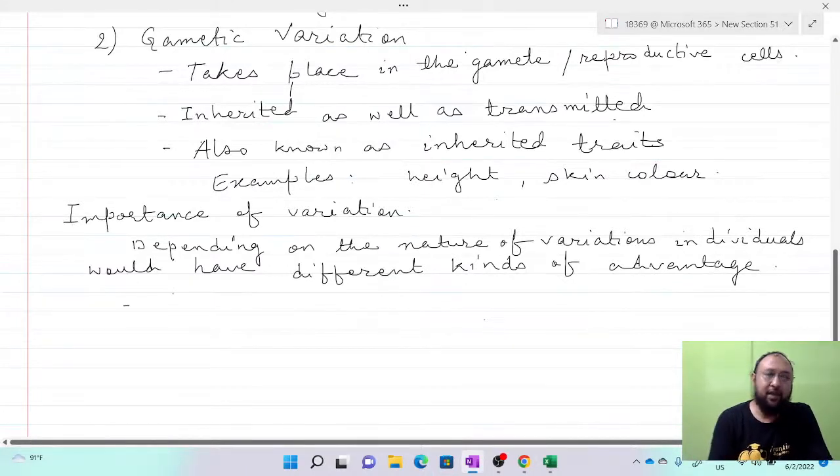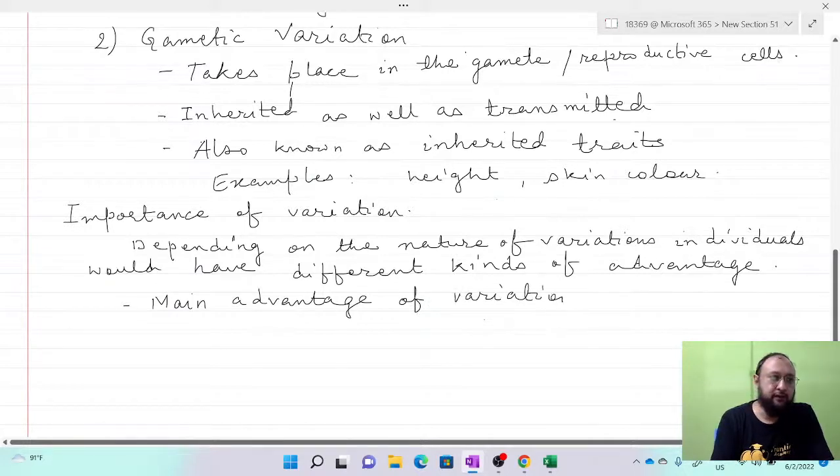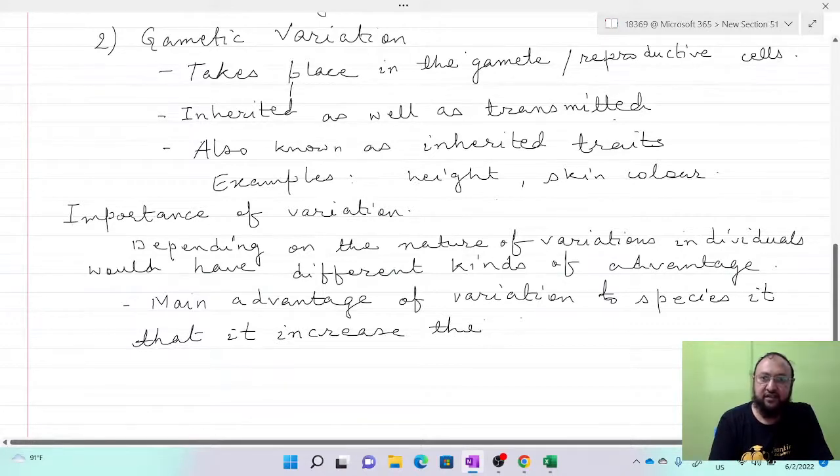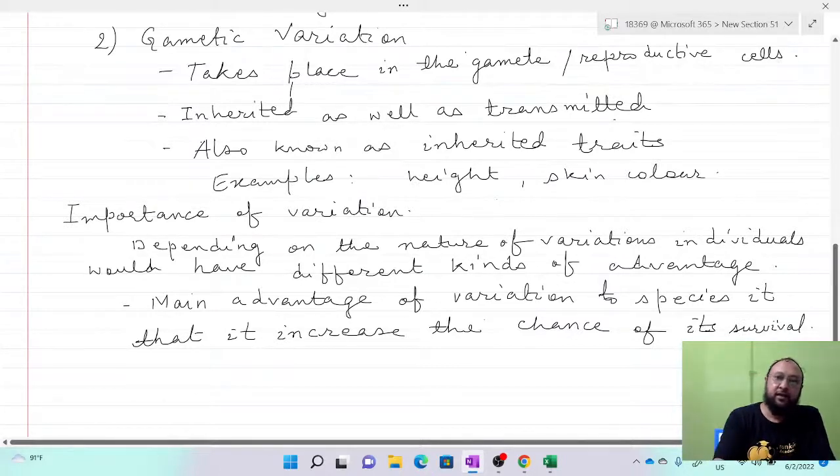The main advantage of variation to species is that it increases the chance of its survival in a changing environment. That also we should add.